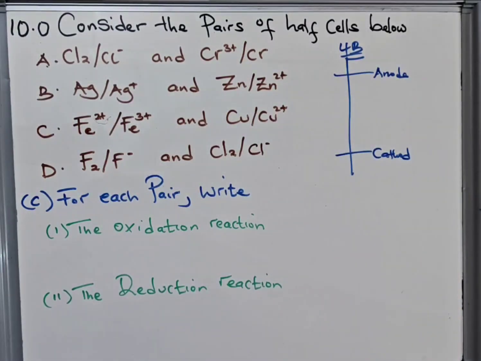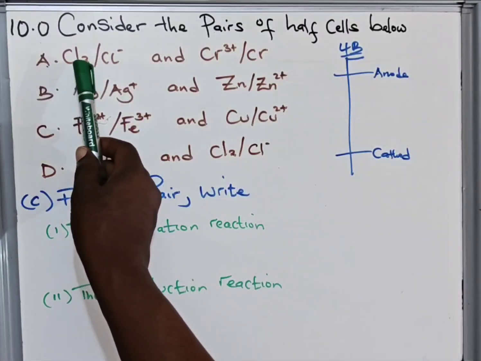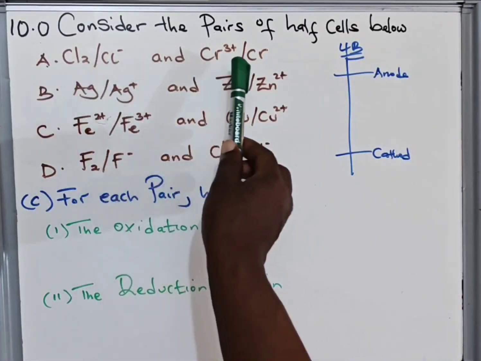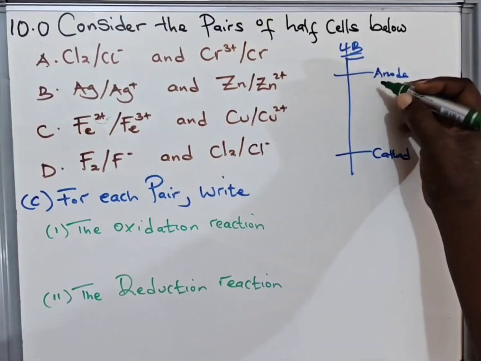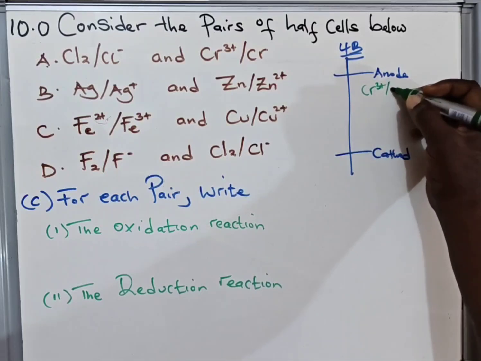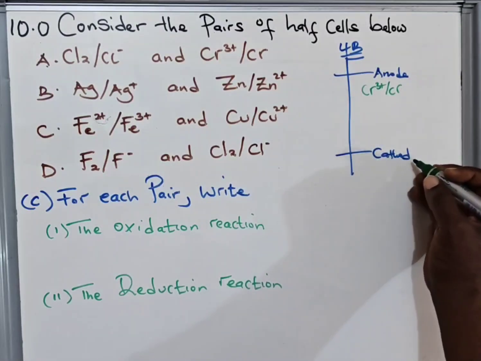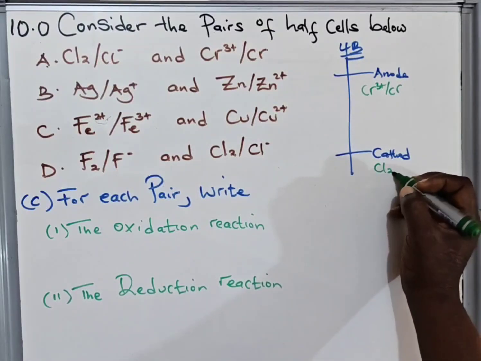Okay, so let us look at the first pair. We are looking at the pair between the chlorine half cell and the chromium half cell. And which one comes first? When you check in table 4B, it is chromium which comes first. So it's going to be here. And it is chlorine which comes later.